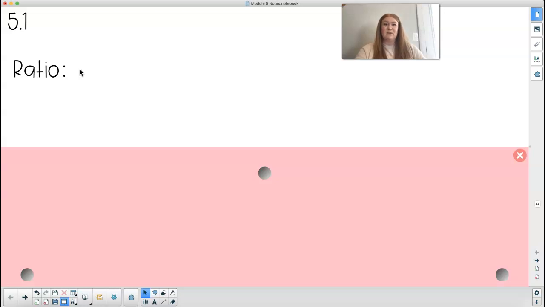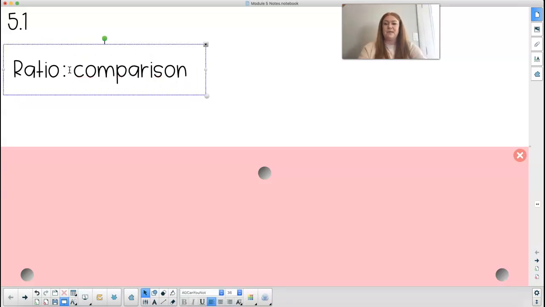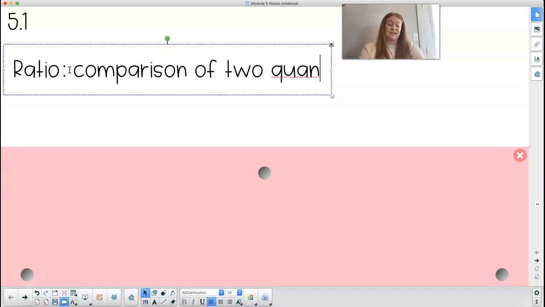So our first vocabulary word we need to know is a ratio. A ratio is a comparison. A comparison is when we compare two different things. So a ratio is a comparison of two quantities. That's just a fancy word for numbers, quantities.